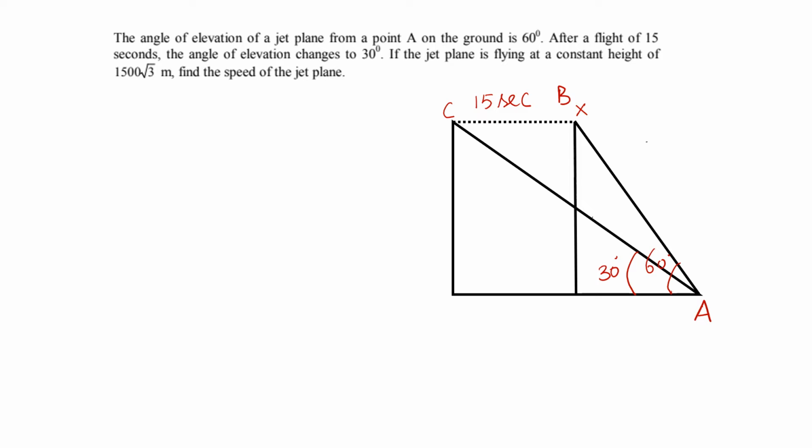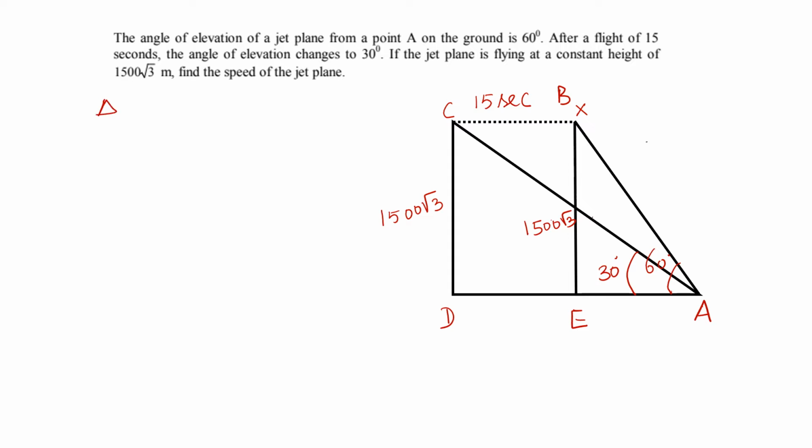You see, the angle which is more is 60 and the angle which is less is 30. And it is flying at a constant height of 1500 root 3. Both are 1500 root 3 only. And we marked A, B, C, and I am going to mark D, E here. Now, as usual, we have to take the triangle ABE.